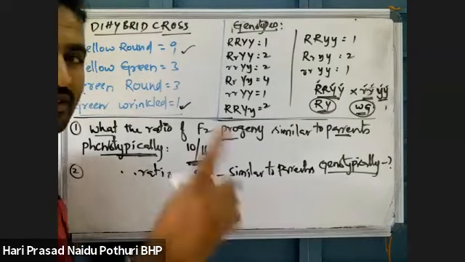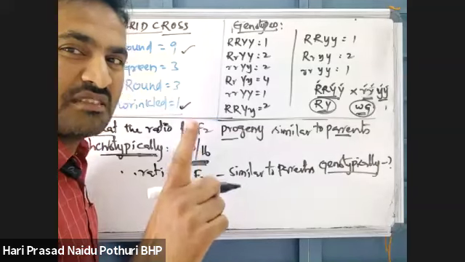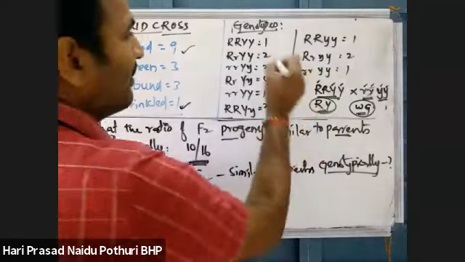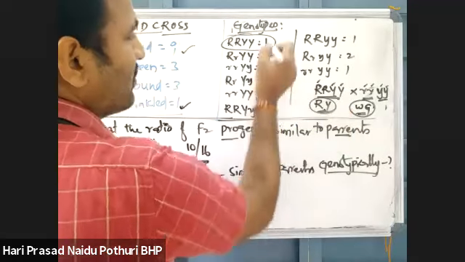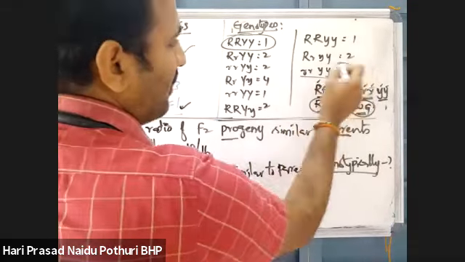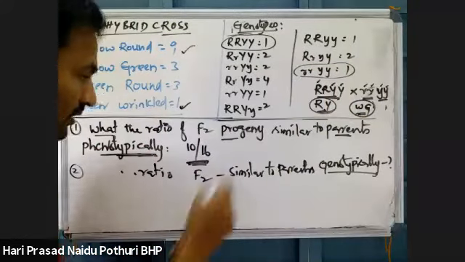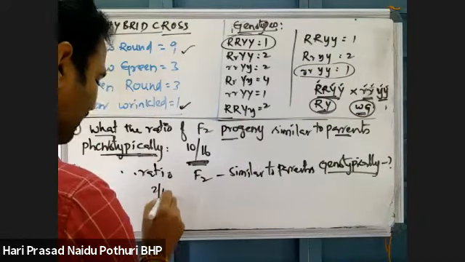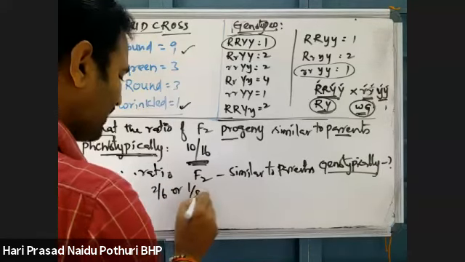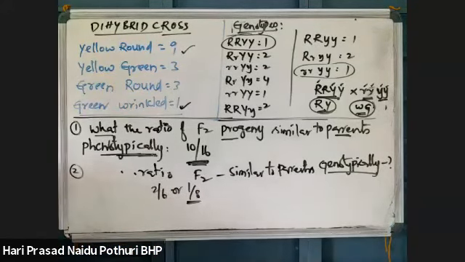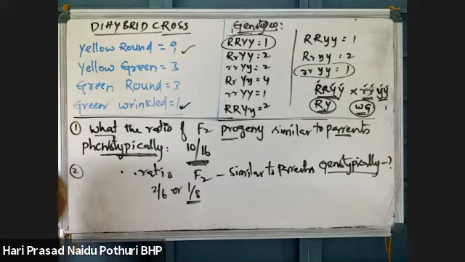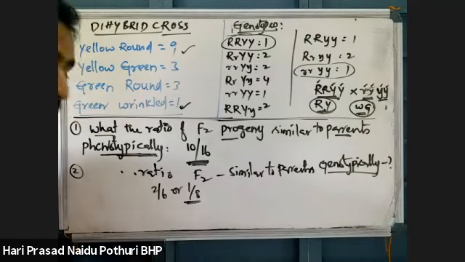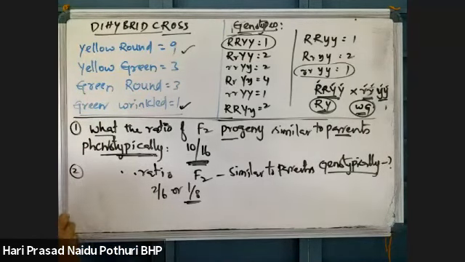Yes, you are saying 1 by 1. That is wrong. Here, see, capital R, capital R, capital Y, capital Y is one genotype. Small r, small r, small y, small y is the other. So 2 by 16, or 1 by 8. Understand? This is the ratio of F2 similar to parents genotypically.